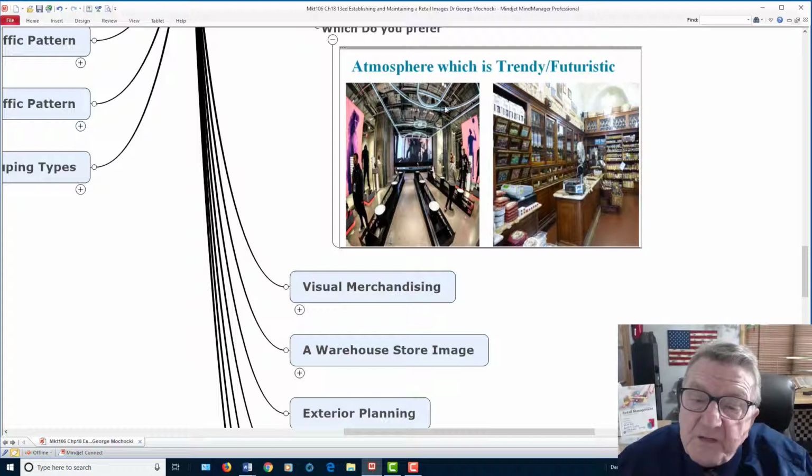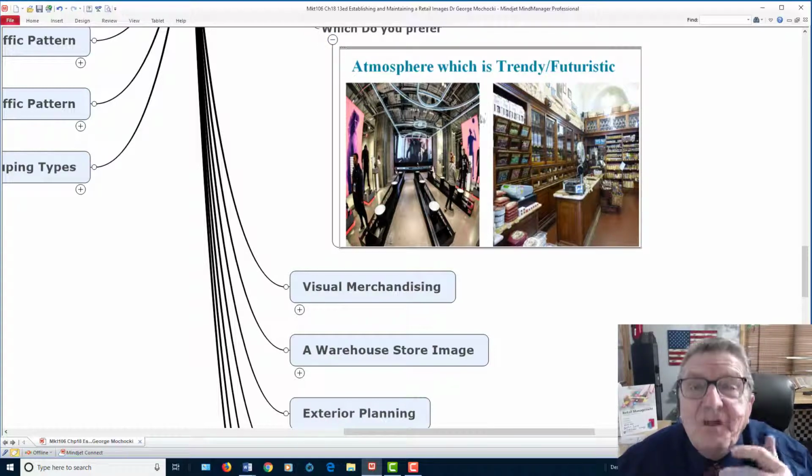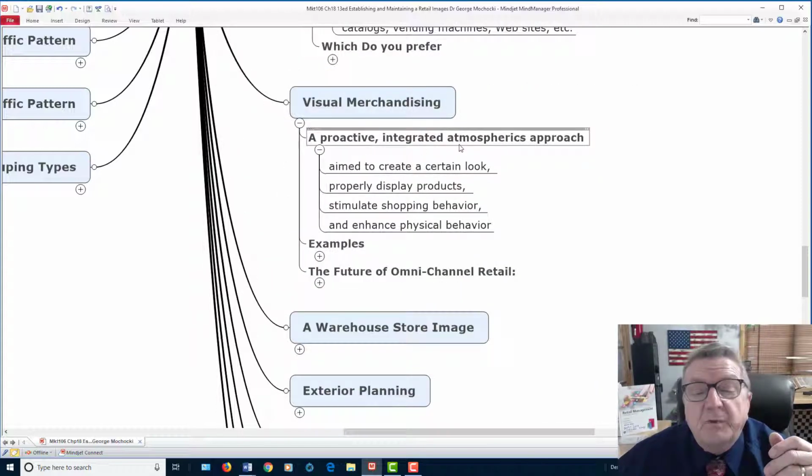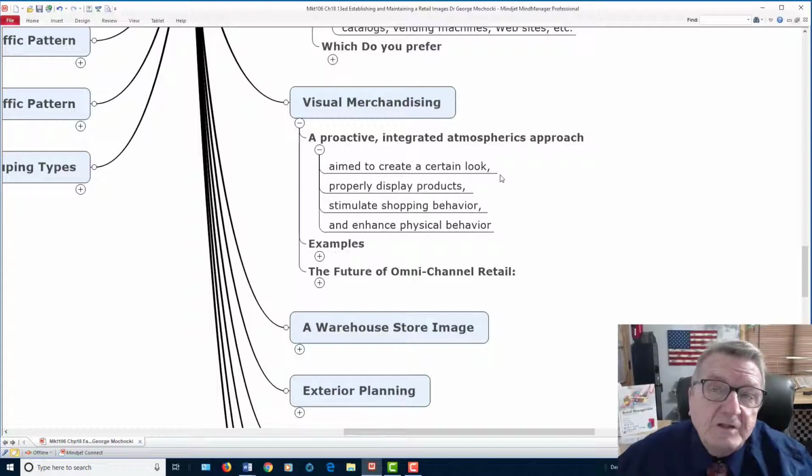But the store, see how the image, the minute I walk in, it already tells me about the store. Doesn't mean they're outdated, but that's the image they're portraying. Okay, now visual merchandising is a proactive, integrated, atmospheric approach. How to create that look is by your merchandise, by your display model, to stimulate customers' behavior.